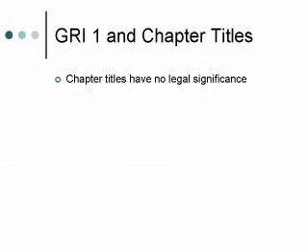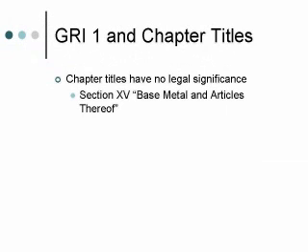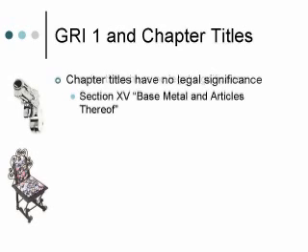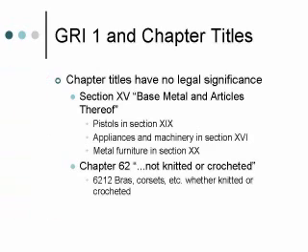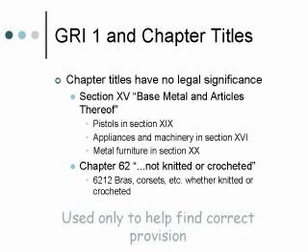According to GRI 1, chapter titles have no legal significance. Take, for example, Section 15, Base Metal and Articles thereof. When we look at the section notes, we find that pistols are in Section 19, appliances and machinery in Section 16, and metal furniture in Section 20. Looking at Chapter 62, we find that it consists of apparel not knitted or crocheted. However, under heading 62.12, we find bras and corsets, whether knitted or crocheted. Chapter titles are only used to help you find the correct provision. You cannot use them to classify an article.